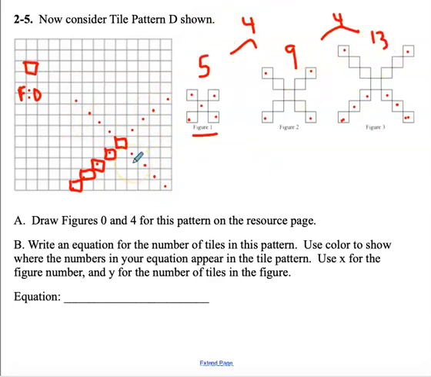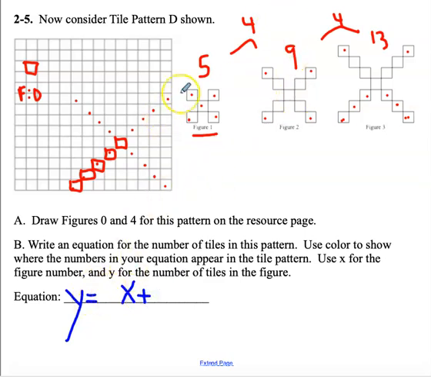Now you're also going to see something that goes quick. It says, write an equation for the number of tiles in a pattern. Use color to show where the numbers in your equation appear in a tile pattern. So let's go. We haven't used blue yet, I don't think. So I'm going to go y equals. So I'm going to write the equation. It says, use color to show where the numbers in the equation appear in the tile pattern. So I'm going to put the x plus. So I'm going to use green.